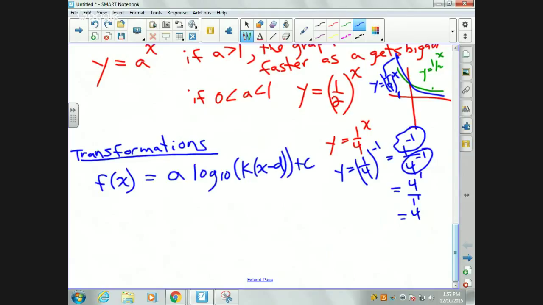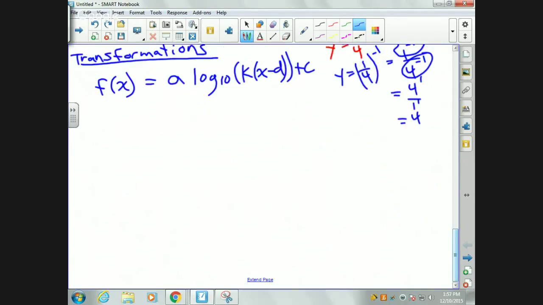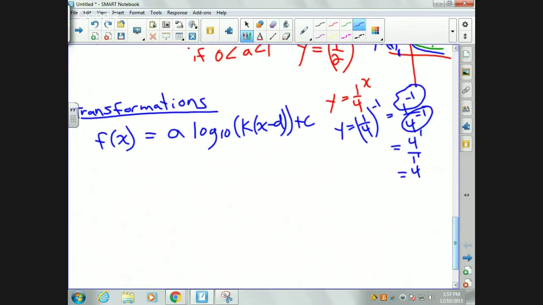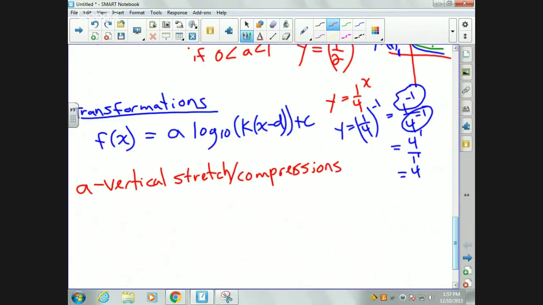a is the vertical stretch or compression. So this should look very familiar to you. I feel like we've done it to death. Remember that a is a vertical stretch or compression. Everything that we've talked about before about these graphs applies here, which is why we're blasting through this fairly quickly. And as Cam said, we get a reflection in the x-axis here as well.